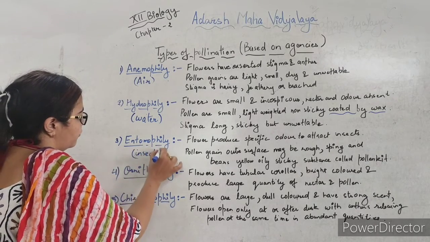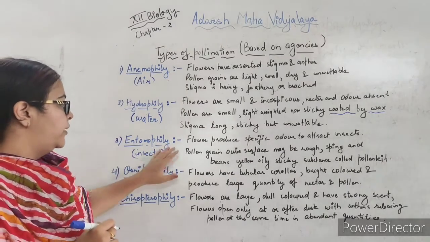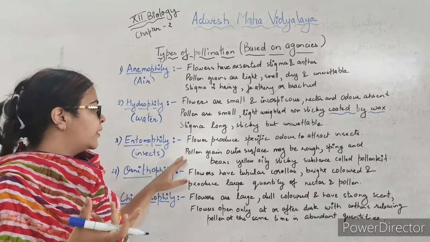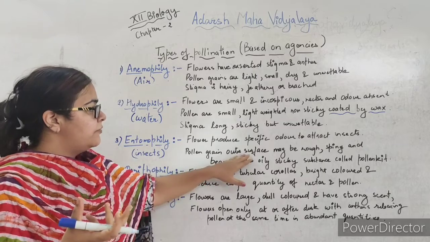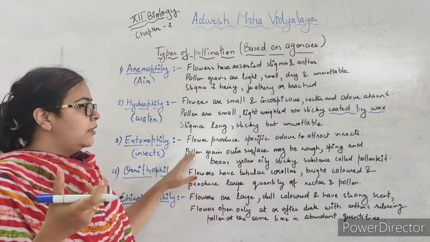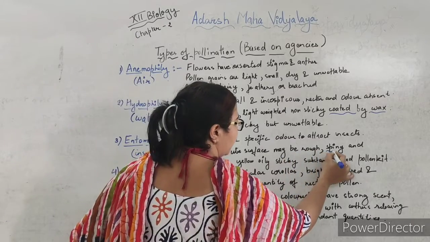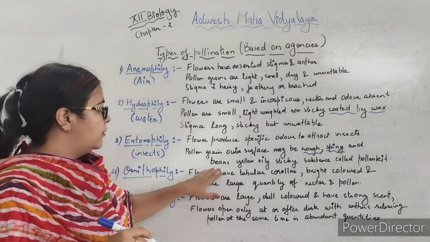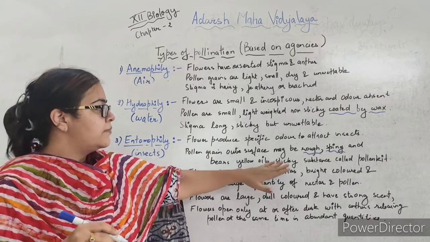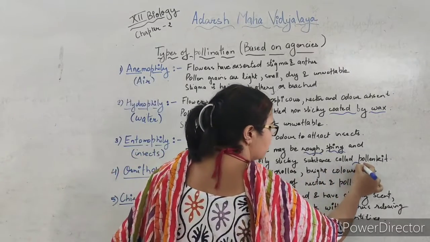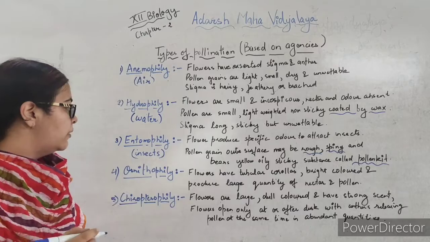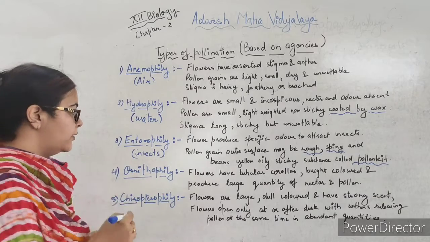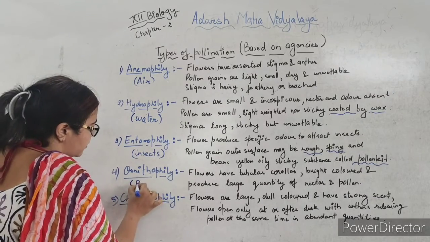Now the third agency is insects, and this type of pollination is called entomophily. Here the flowers produce specific odor to attract insects. The pollen grain has an outer surface that is rough, spiny, so that the pollen grain can get easily attached to the surface of the insect, and it bears a yellow oily sticky substance, that is pollenkitt, and this pollenkitt would also help in the attachment of the pollen with the body surface of the insects.